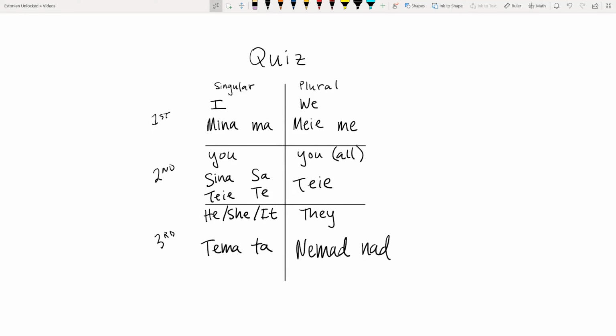So there you go. Those are the personal pronouns in Estonian. We have both long and short versions. Each of these personal pronouns is in the nominative case. We will talk more in future videos about the different cases of these personal pronouns and how they can be used to build sentences and conjugate verbs.